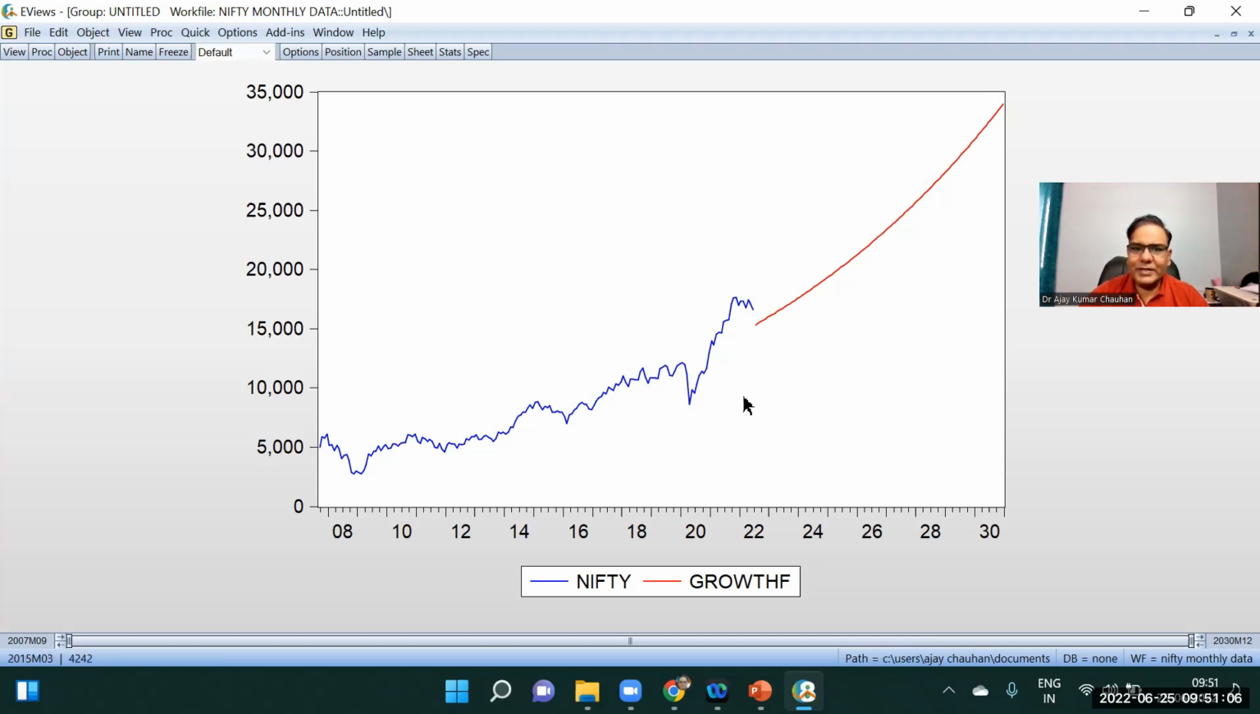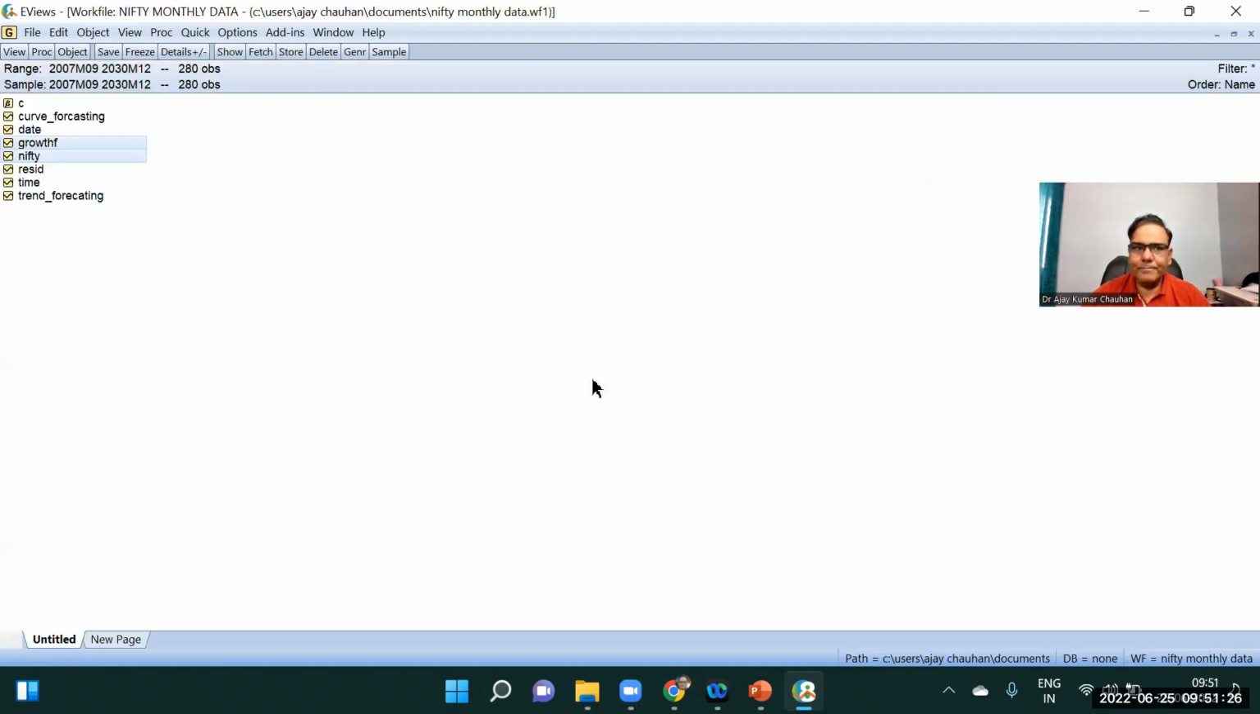So these forecastings are very simple. And if you just know how to keep the data, these three forecastings are very simple, just a matter of 15 minutes. So we have done three forecastings. One is the trend forecasting, curvilinear forecasting, growth forecasting, and this is Nifty.